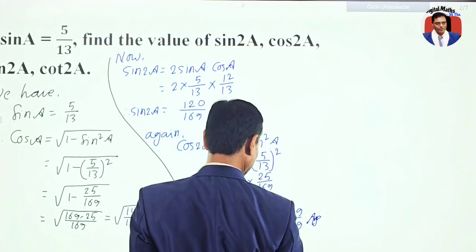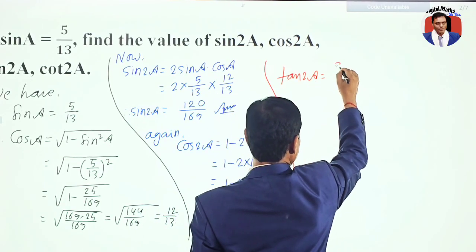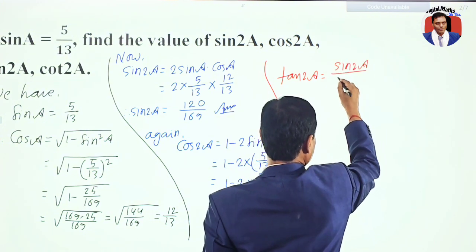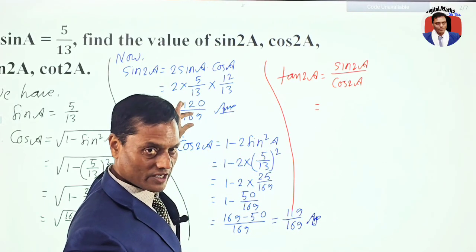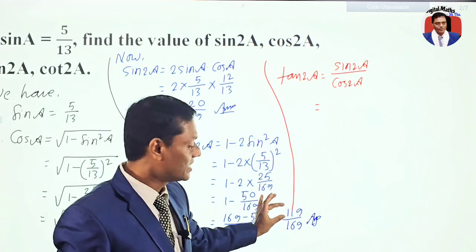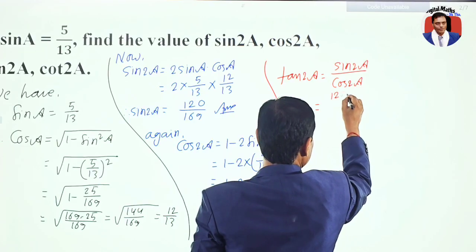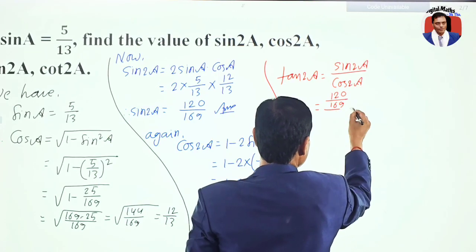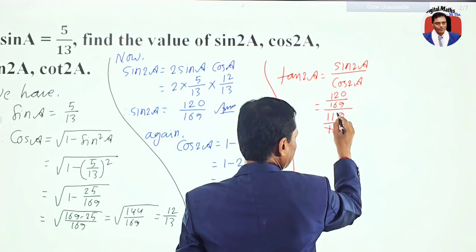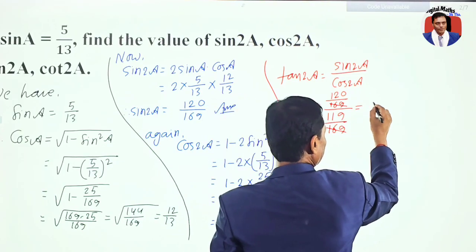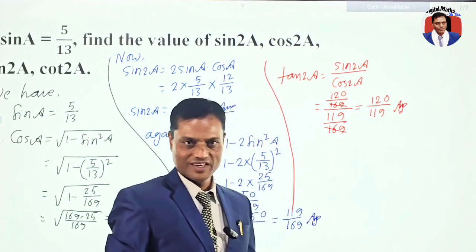So we can write here, have a look, tan 2A equals sin 2A over cos 2A, isn't it? Sin 2A, that's 120 by 169 and cos 2A equals 119 over 169. So let's put the values. Sin 2A, we have 120 over 169, and here the value of cos 2A, we have 119 by 169. Now 169 can be cancelled, and we have here 120 over 119. That's the value of tan 2A, isn't it?